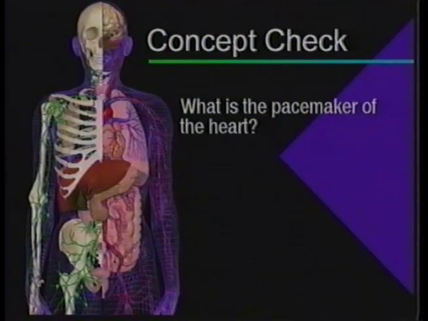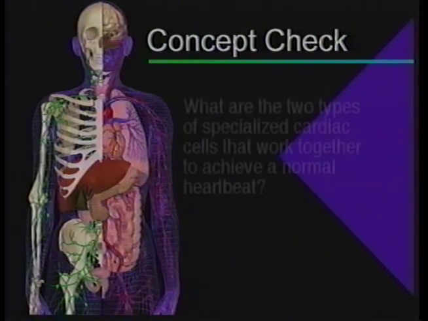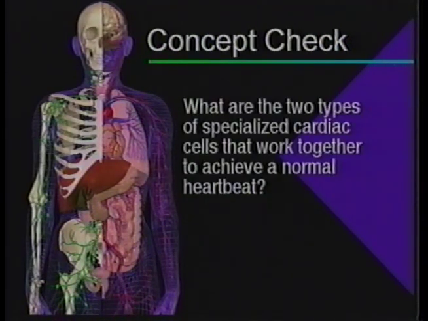What is the pacemaker of the heart? What are the two types of specialized cardiac cells that work together to achieve a normal heartbeat?